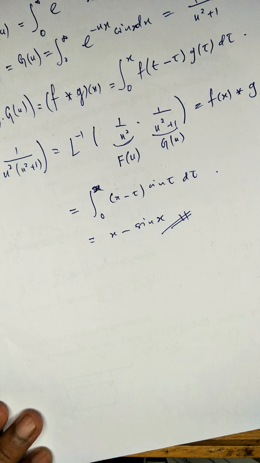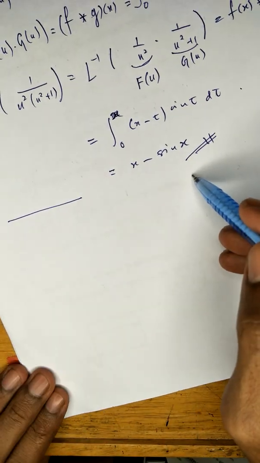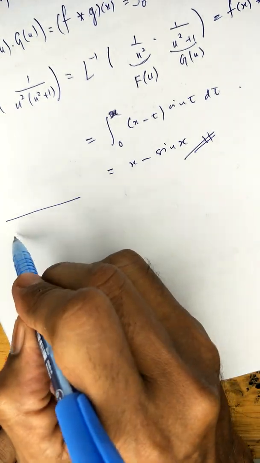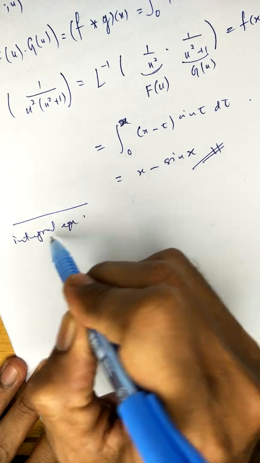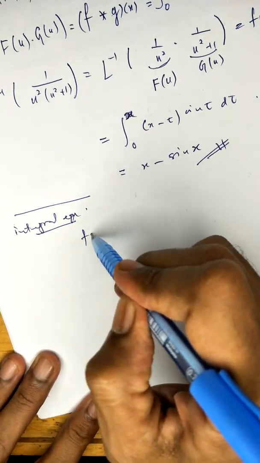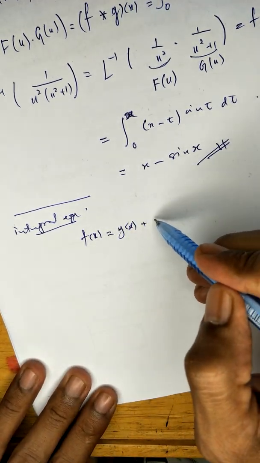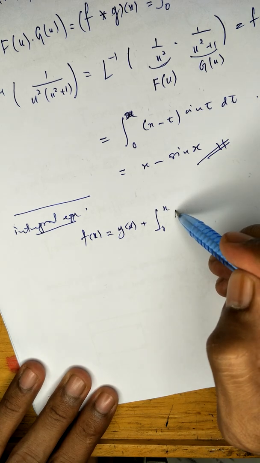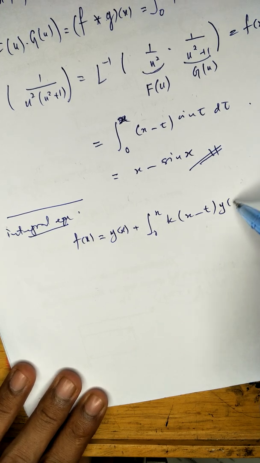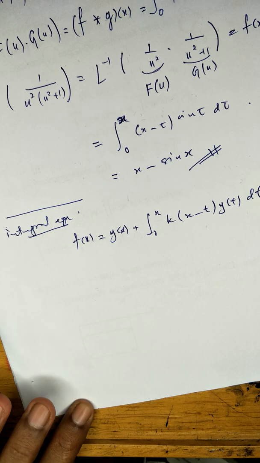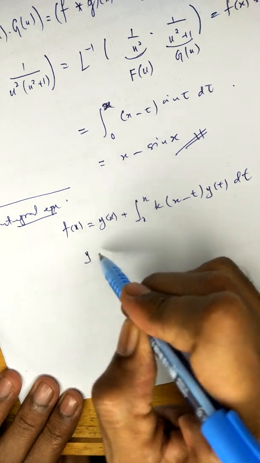Okay, now let's say I want to evaluate an equation of the form that we call an integral equation. f(x) is equal to y(x) plus the integral from 0 to x of the kernel k(x minus t) y(t) dt. Okay, so in this case y is unknown.